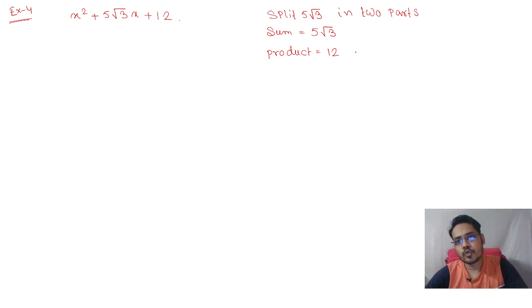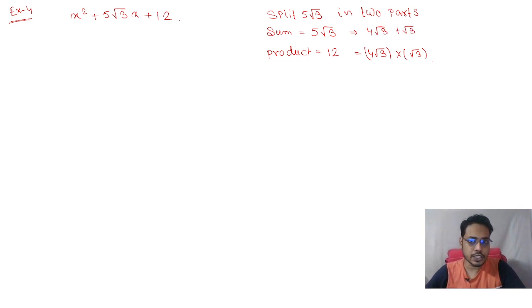So here 12 we can write as 4 root 3 multiplied by root 3, and 4 root 3 plus root 3 also gives you 5 root 3. Now you have to split into these two parts so that the product will be 12 and the sum will be 5 root 3. So the two parts are 4 root 3 and root 3. Now here we can write x square plus 4 root 3 x plus root 3 x plus 12.